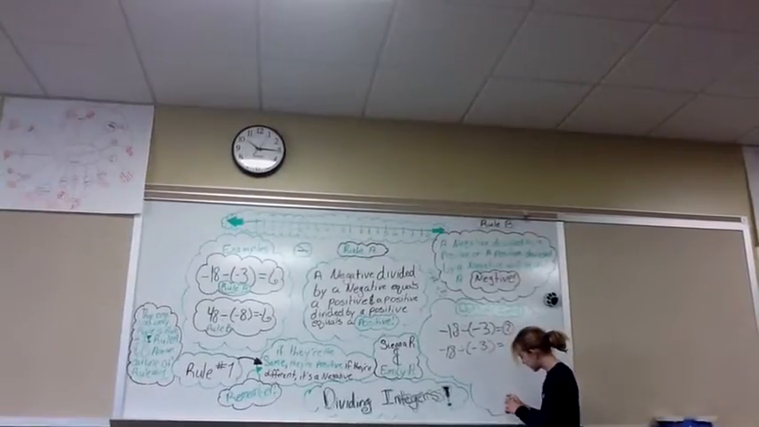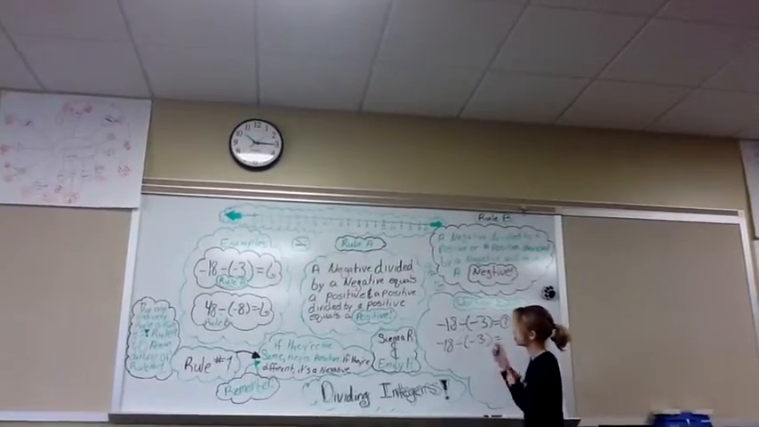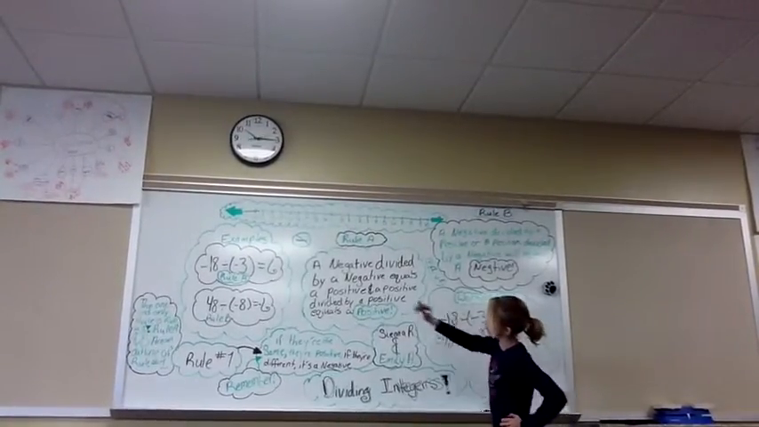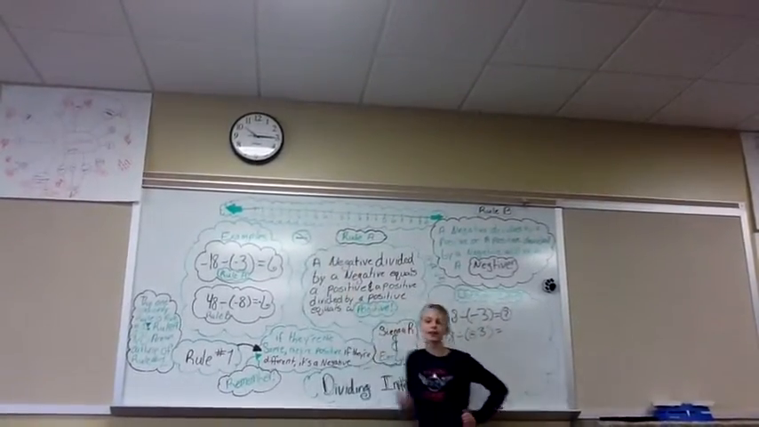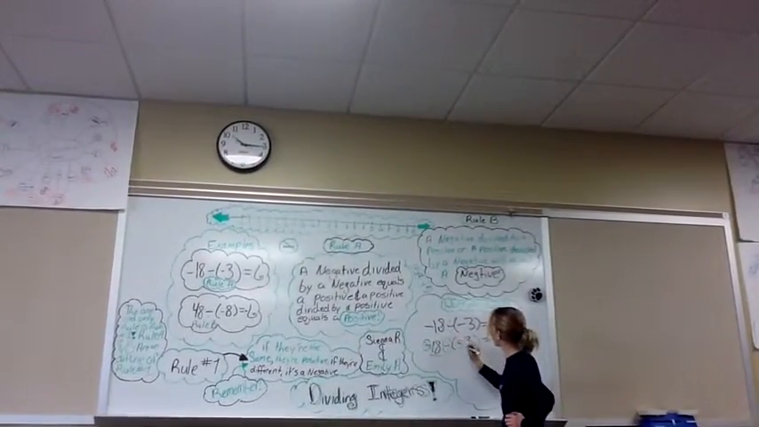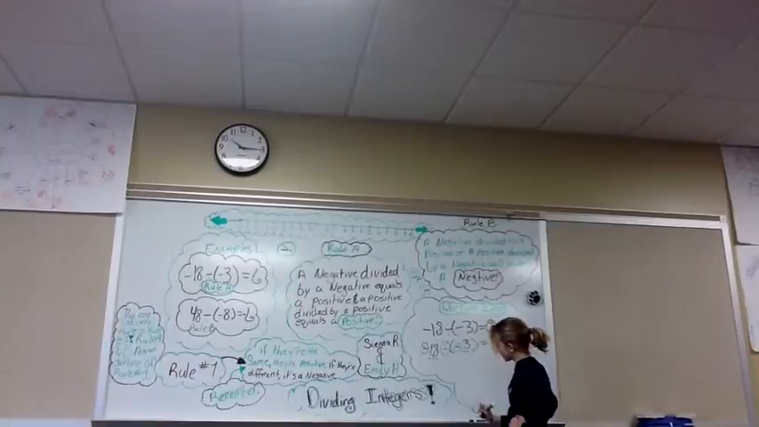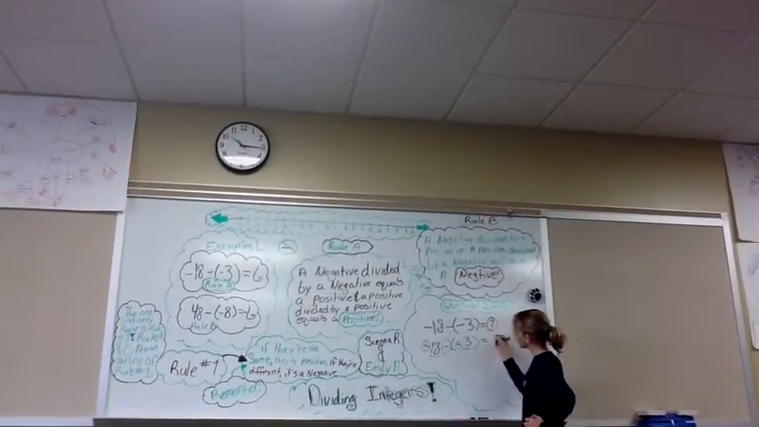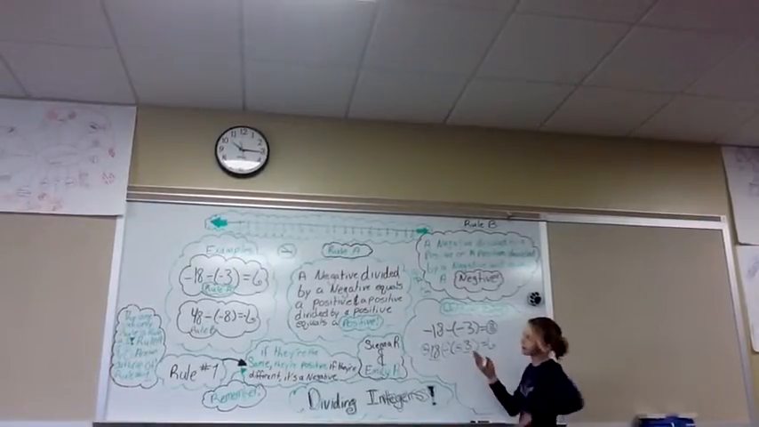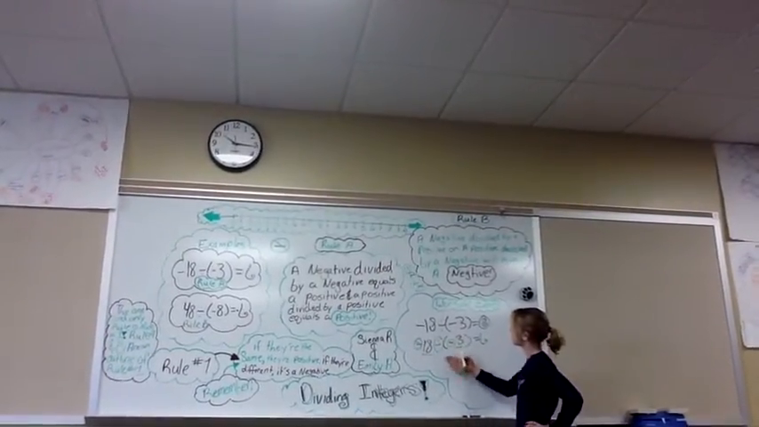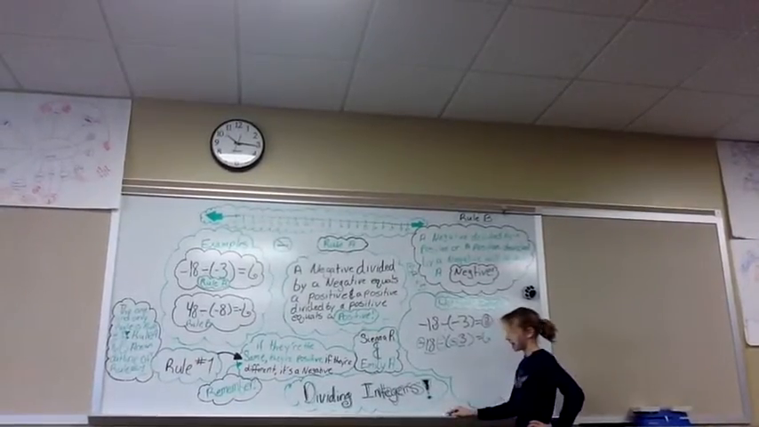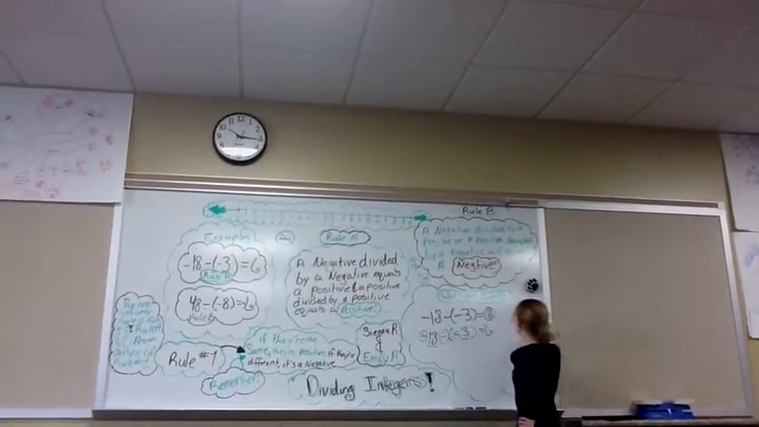Okay, now, here's how you would do this. You would cross out the negative signs, as shown here. So really, you're doing 18 divided by 3, which is 6. And since it's a negative and a negative, it's positive. We'll explain more of that later. Now here's Emily with our second example.